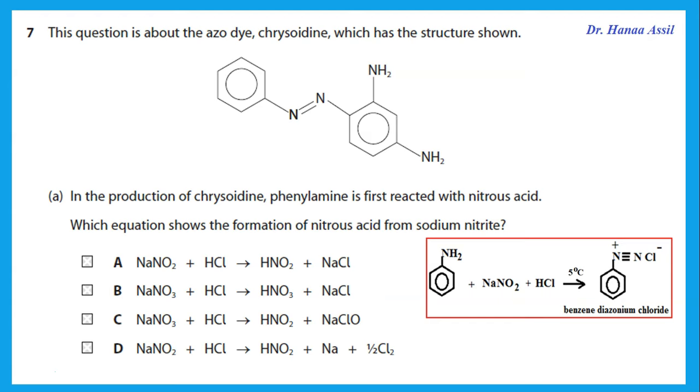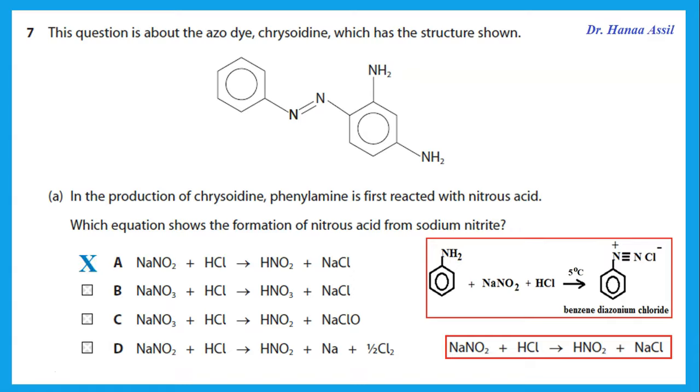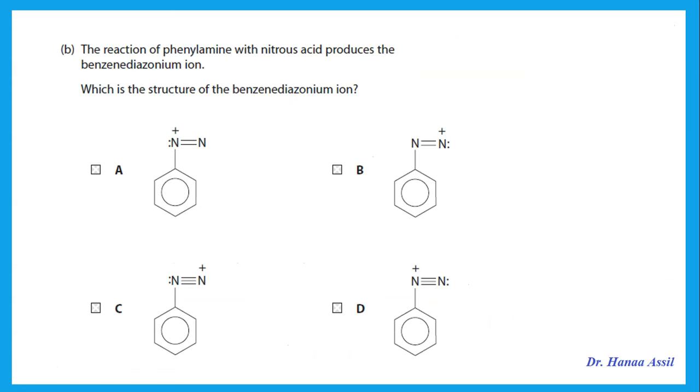So to make the nitrous acid, we react what? We react sodium nitrite with HCl to give the nitrous acid. Again, nitrous acid is HNO2, not HNO3, and what we start with is sodium nitrite, so it's NaNO2, not NaNO3. The reaction of phenylamine with nitrous acid produces the diazonium salt.